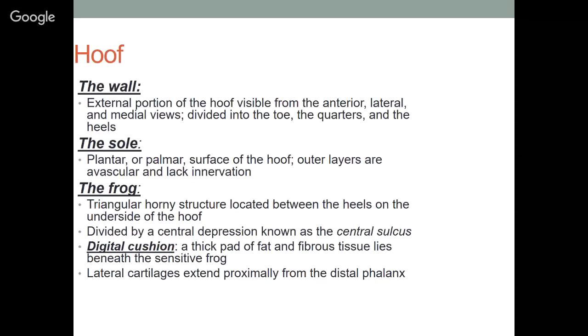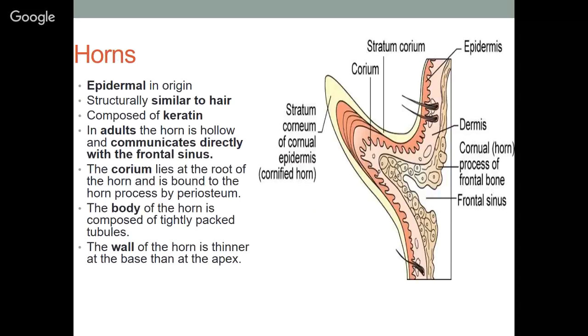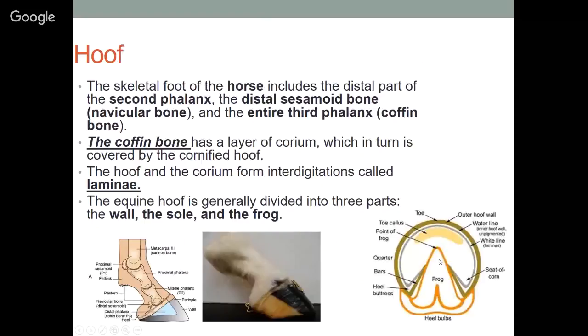The frog is a triangular horny structure located between the heels on the underside of the hoof. It's not hard though. It has a digital cushion, a thick pad of fat and fibrous tissue that lies right beneath that sensitive frog. It's divided by a central depression known as the central sulcus. Let me show you that on the picture. Here is your central sulcus, and it may go all the way up.